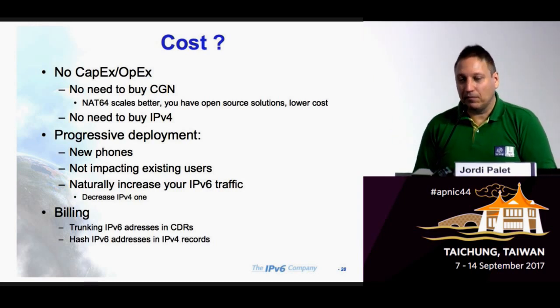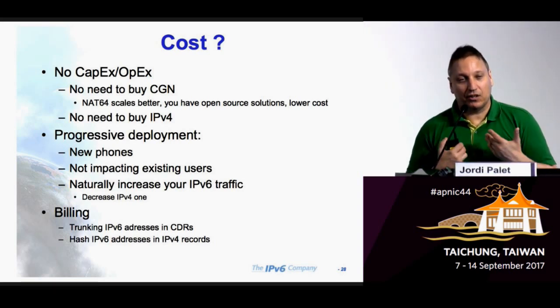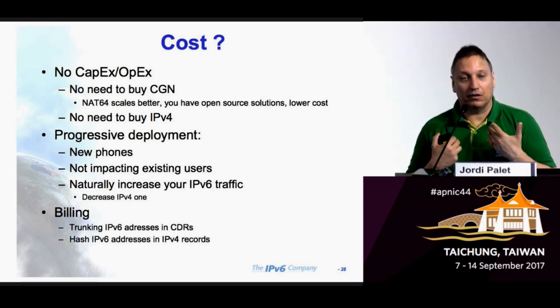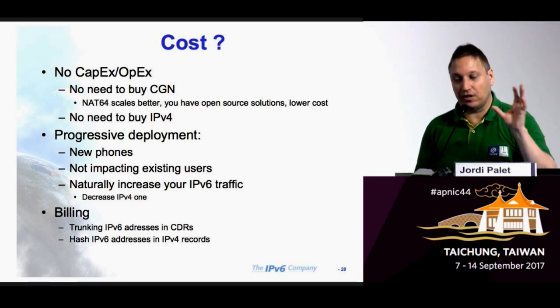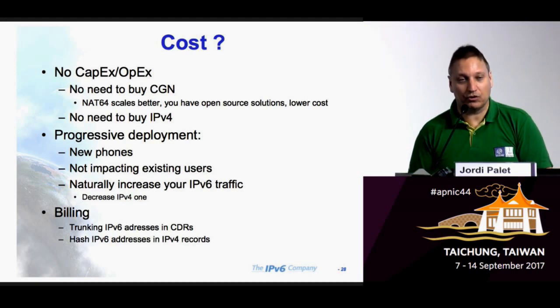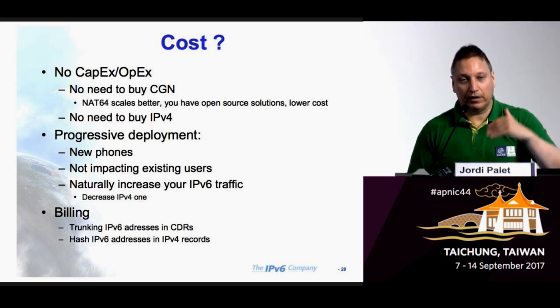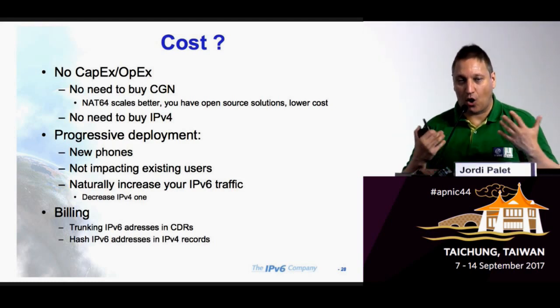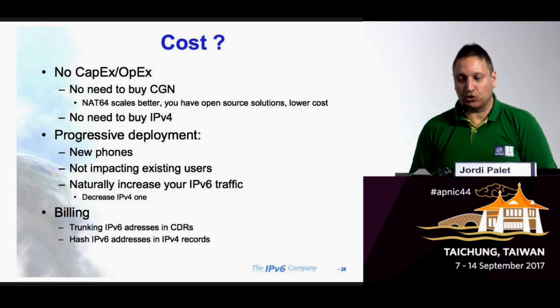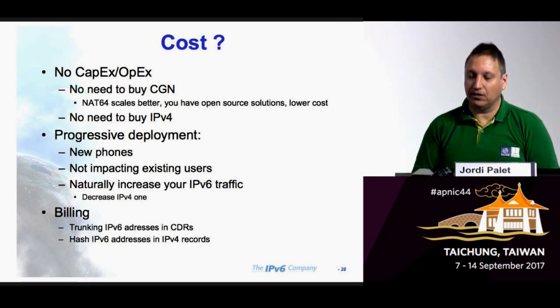Well, this is not a problem, because what you can do is two alternatives, or maybe a combination of both of them: trunking IPv6 addresses in CDRs, in the call records, okay? Or the alternative is to hash the IPv6 addresses into IPv4 records. So you can have something in front of the billing application to take care of this. So you will not need a solution overnight, because you can patch that in a very easy way, okay?